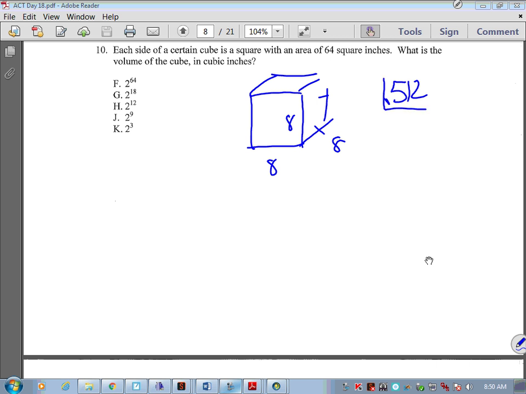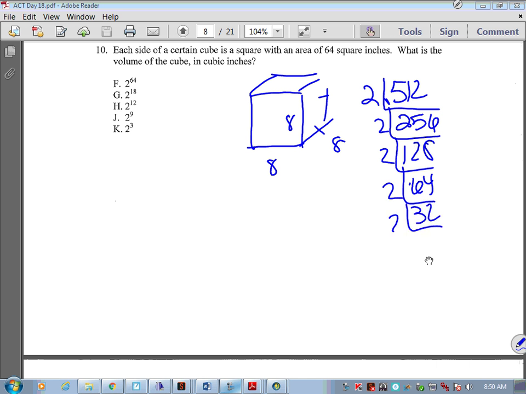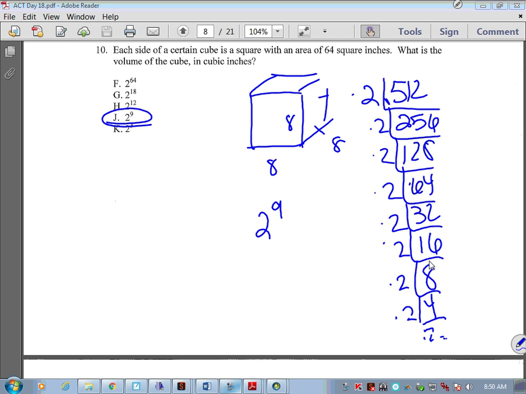Okay, and we need to break that down. And you notice that it's done in powers of 2. So we're actually going to keep dividing it by 2. Okay, so 512 divided by 2 is 256. Divided by 2 is 128. Divided by 2 is 64. Divided by 2 is 32. Divided by 2 is 16. Divided by 2 is 8. Divided by 2 is 4. Divided by 2 is 2. So we have 1, 2, 3, 4, 5, 6, 7, 8, 9. So that's 2 to the power of 9. Okay?